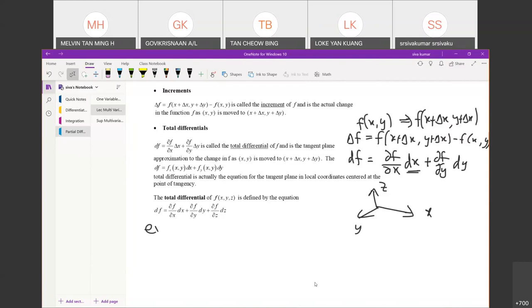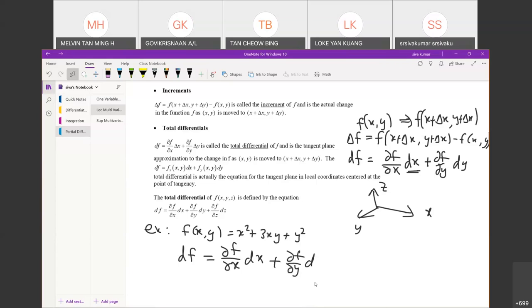Take a simple example first: F equals X squared plus 3XY plus Y squared. Now we go step by step, we try to understand only. If I say find del F, how do you do that? You need to do del F to the del X dX plus del F to the del Y dY, in this particular case.